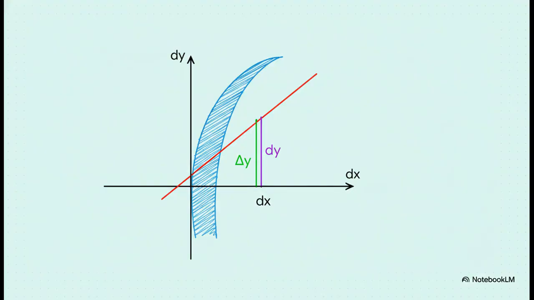Think of it like this. If you take a little step dx to the right, delta y is how far the actual curve went up or down. dy is how far the tangent line went up or down. And as we saw from our zoom-in trick at the beginning, when that step dx is really, really small, those two values are going to be extremely close to each other.